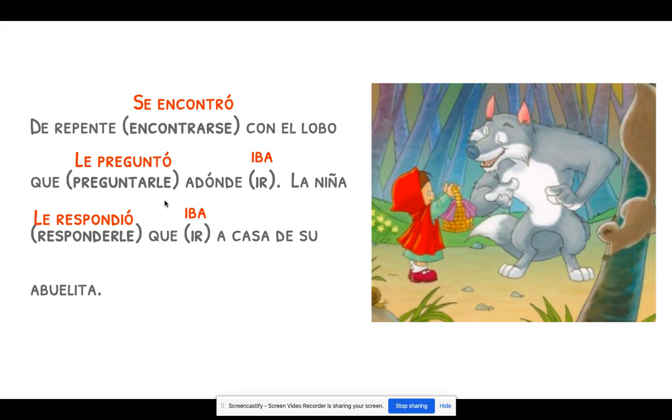La niña le respondió. Here's my preterite because this is the next action in the sequence. Helps to move my story forward. Okay. So she responded, le respondió, que iba, there's that iba one more time, a casa de su abuelita. Why are we using iba again here? Because again, Little Red Riding Hood has not arrived at grandma's house yet. She's on her way. It's in progress. Okay. I hope this is making sense so far. Remember, drop into questions or help if you have problems.